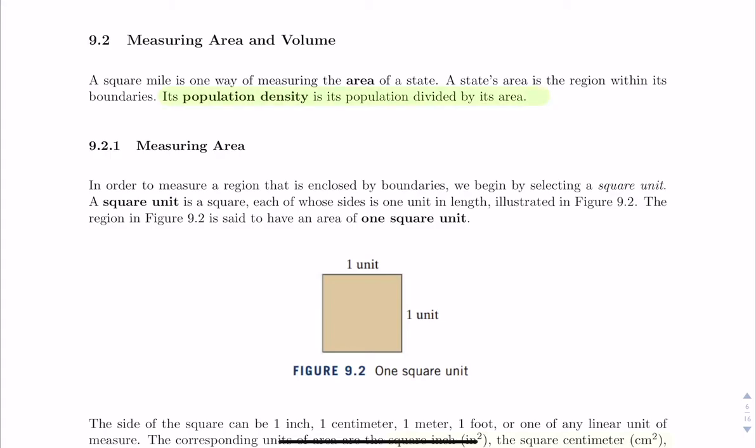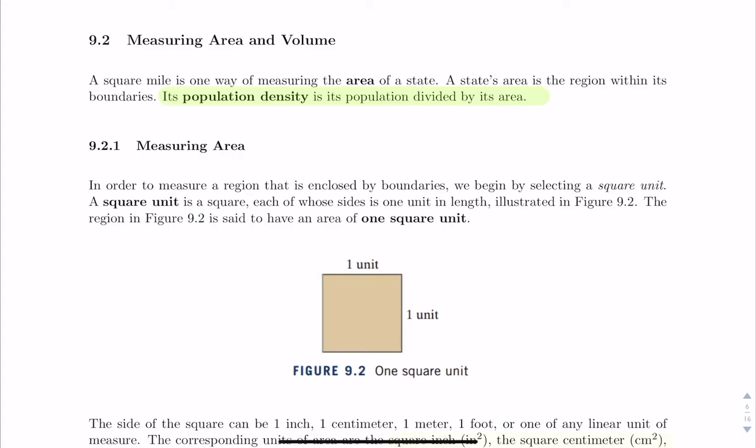In order to measure a region that is enclosed by boundaries, we begin by selecting a square unit. A square unit is just a square, each of whose sides is 1 unit in length, whether that is 1 inch, a centimeter, a meter, a foot. We just leave it general as 1 unit. And so the figure below is said to have an area of 1 square unit.